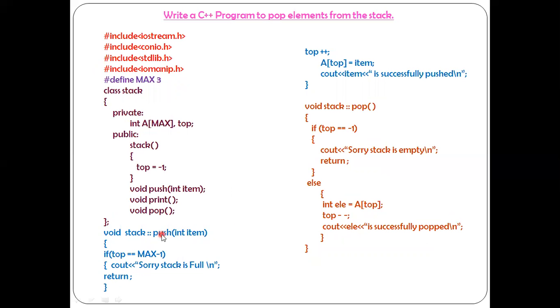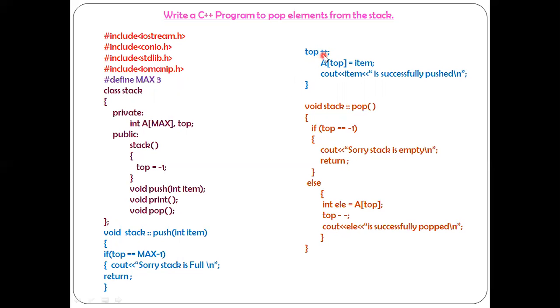Again, it comes to this one. void Stack::push(int item) open flower bracket. If top is equal to max minus 1, what is the value of top? Last time it was -1, this time 0. First time it was -1, then 0. 0 is equal to max minus 1. 3 minus 1 is 2. 0 is equal to 2. Condition false. Condition false means I won't execute these two statements. When the condition is true, I will execute this statement and this statement. But now the condition is false.